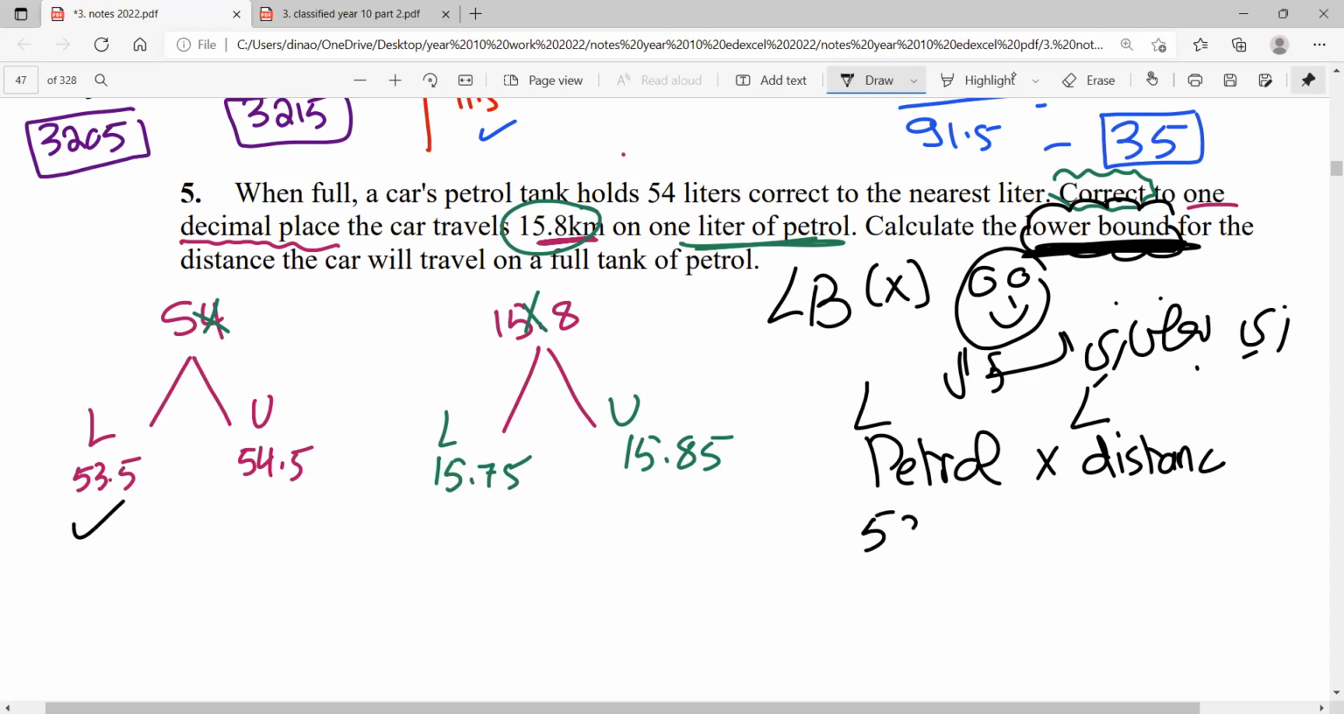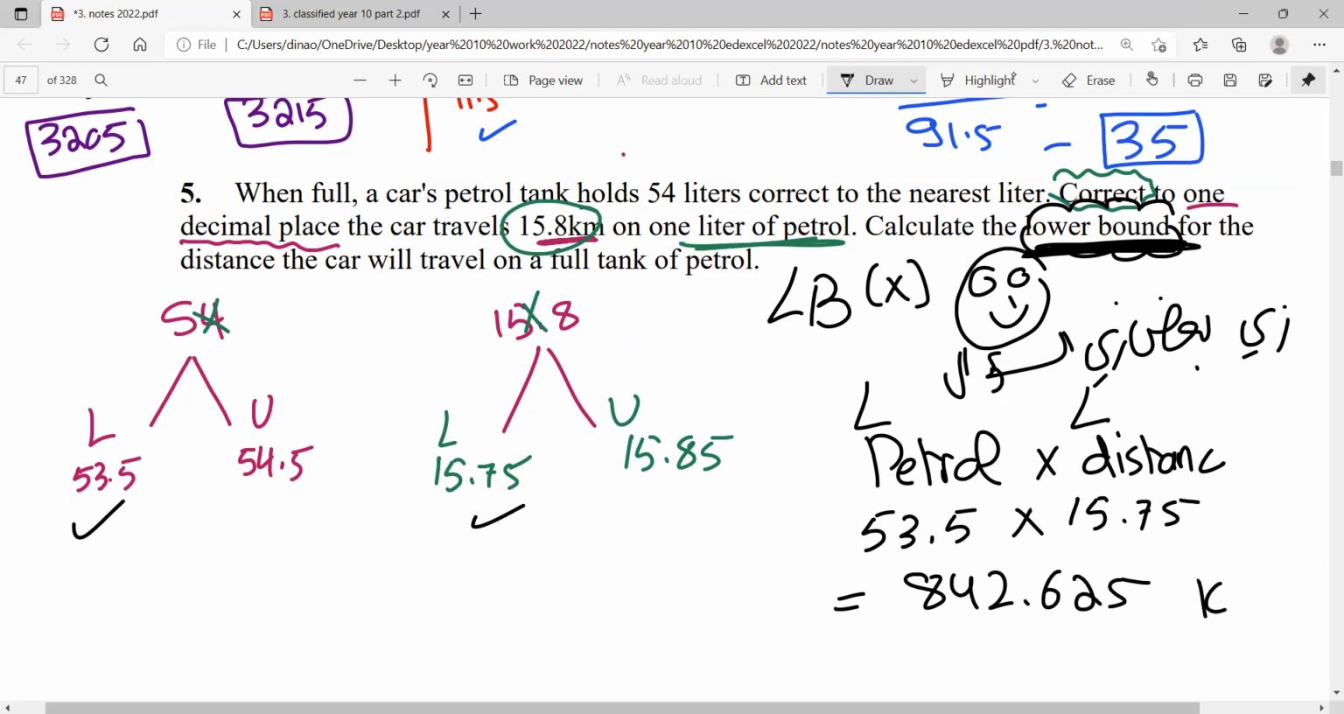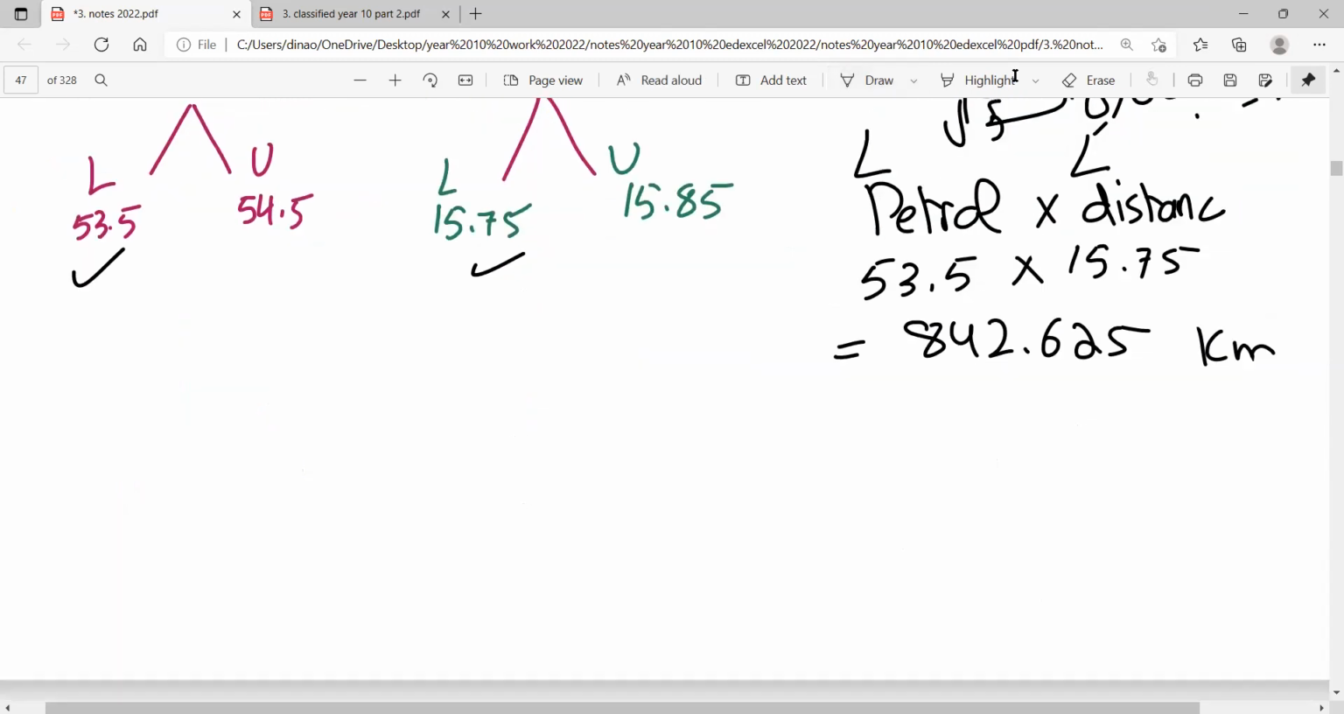What does lower bound mean? It means what is the least distance this car could travel. That is the idea. Lower petrol multiplied by lower distance, right? 53.5 times 15.75. So the distance is 842.625. And here I don't need to round, you know, this is a terminating decimal. Okay. Moving on, more practice questions.